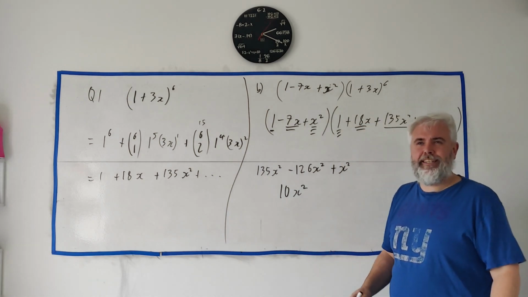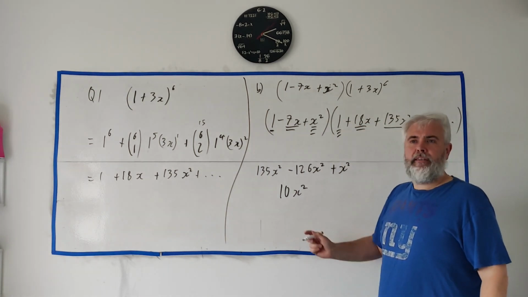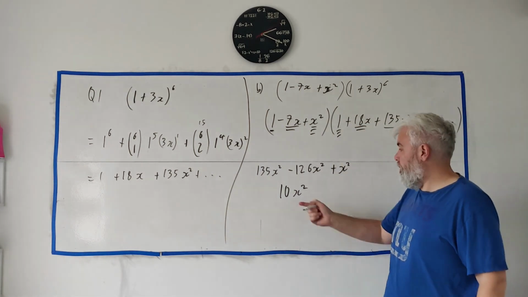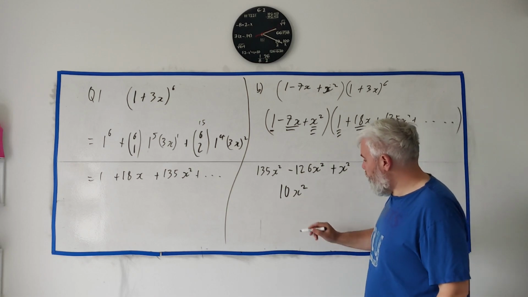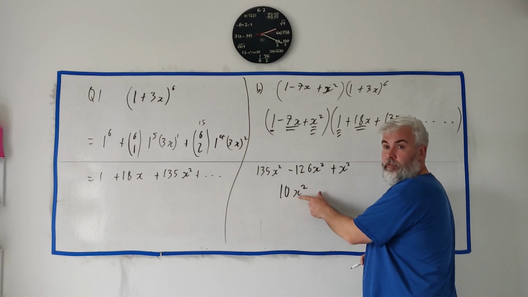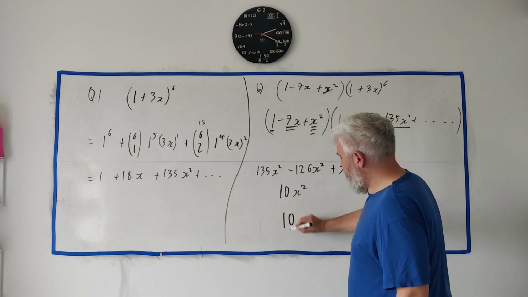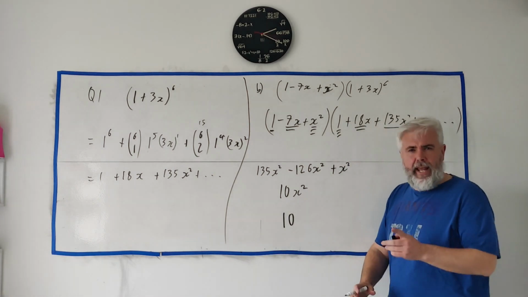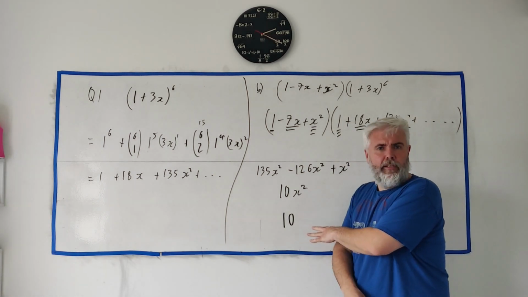Just be careful, they didn't ask you for this term. They asked you for the coefficient of this term. And the coefficient for that is the number in front of the x squared. So the real answer is 10. But again, I think they would give you full marks for that.